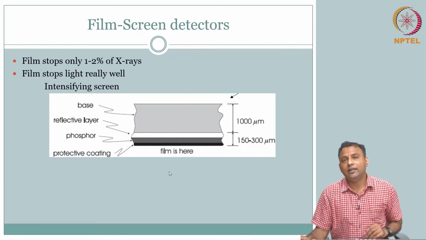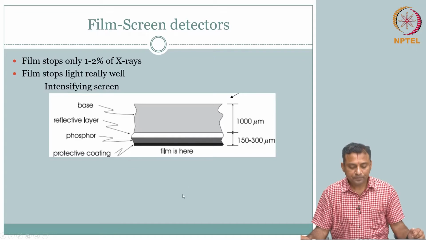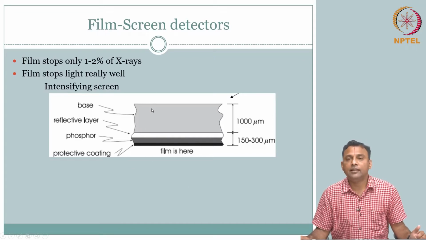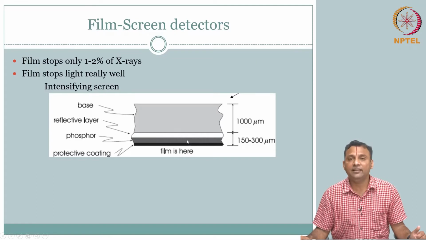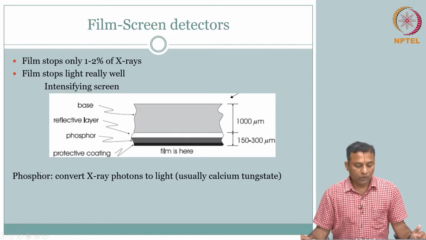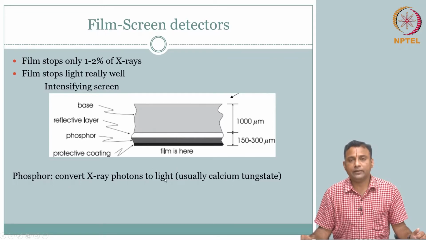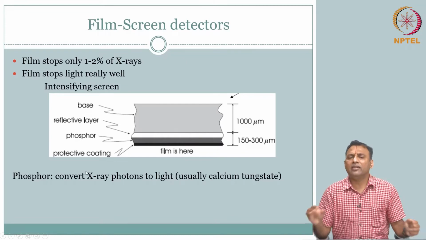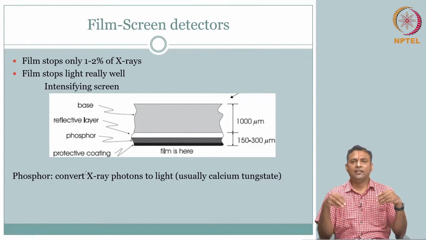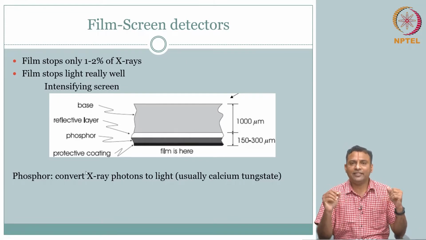At least the ecosystem is there. So, this is the solution. The idea is you have an intensifying screen and get the job done. Phosphor converts the X-ray photons to light. So, what material? Again, this is not something that happened recently.